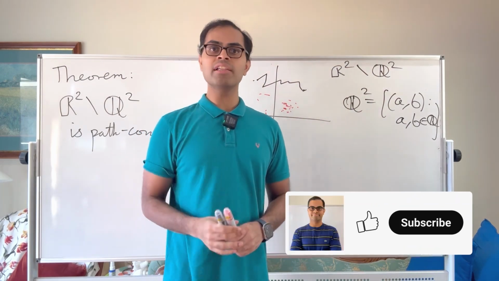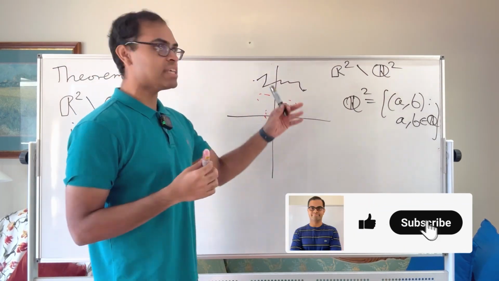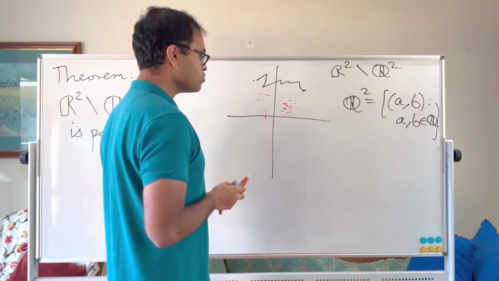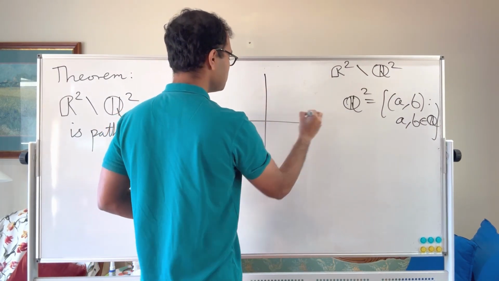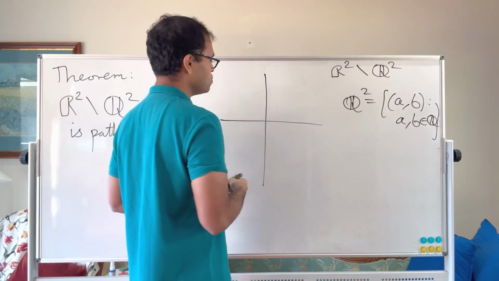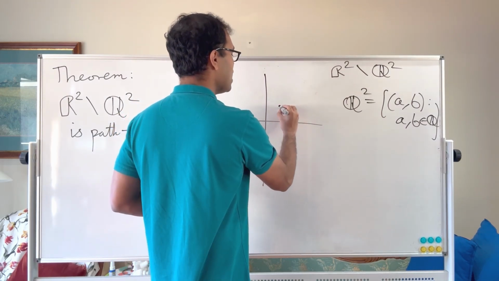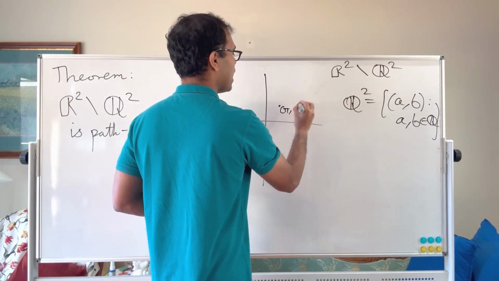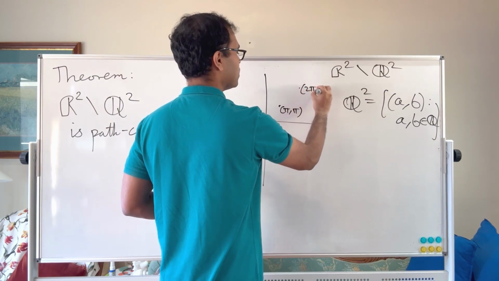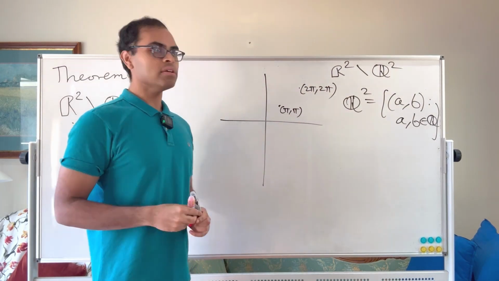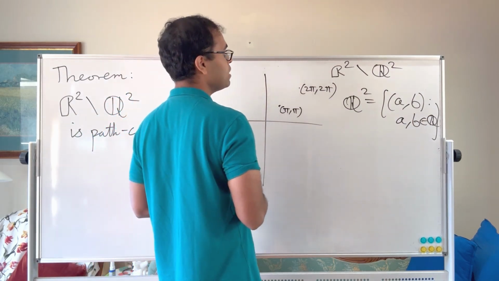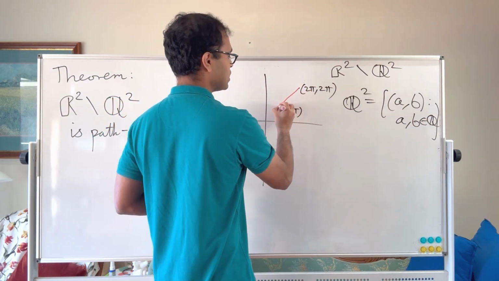First of all, note that R2 itself is path connected. If I just draw the plane, it's path connected. For example, if I take 2 points, and I'm going to be suggestive here, I'll take (pi, pi) and (2 pi, 2 pi). It doesn't matter what they are, there's always a straight line path that connects them in R2.